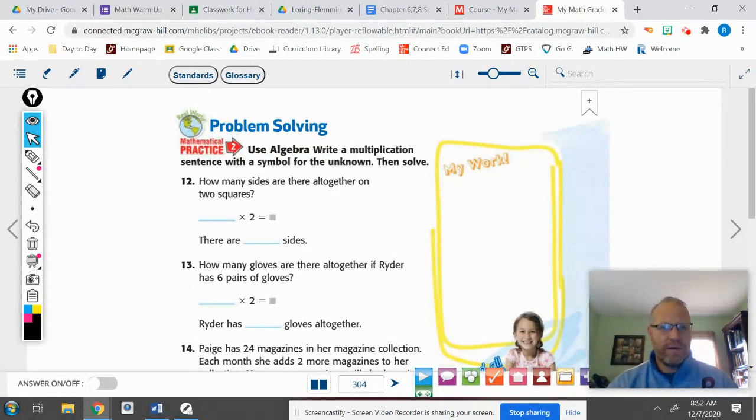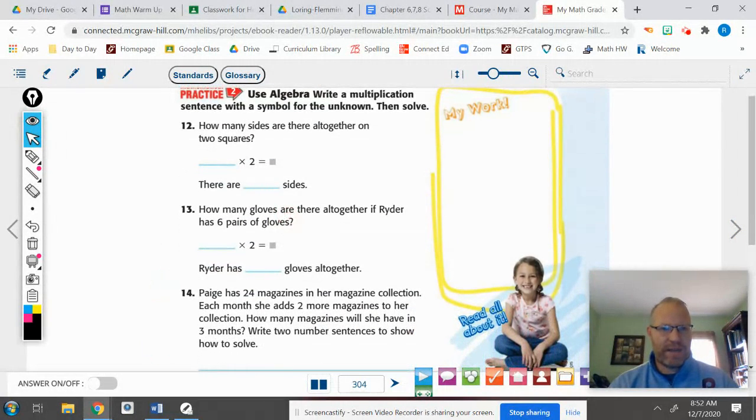Page 304, how many sides are there altogether in 2 squares? Well, a square has how many sides? 4 sides. So we have 2 squares, so it's 4 and 4. So it's 4 times 2. 4 times 2, there are 8 sides.